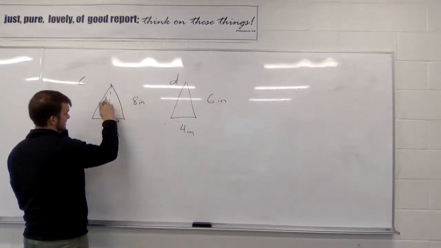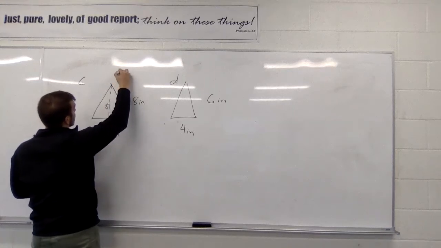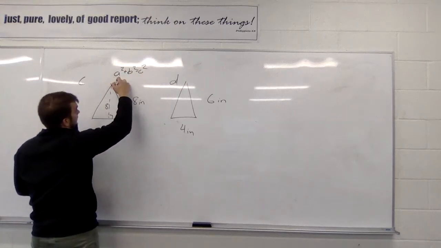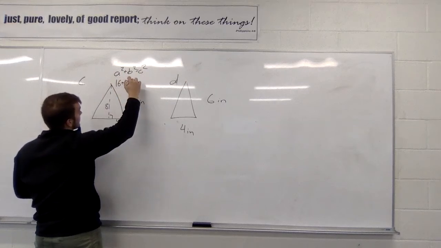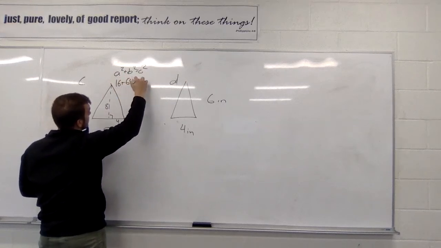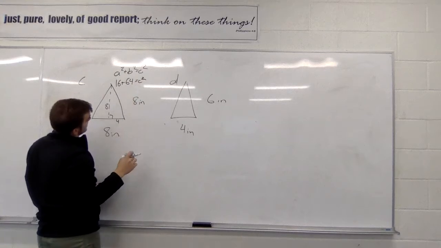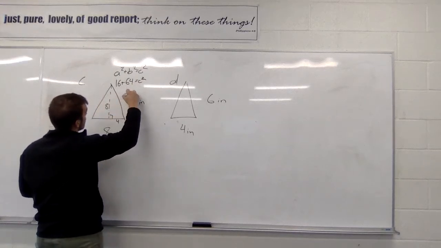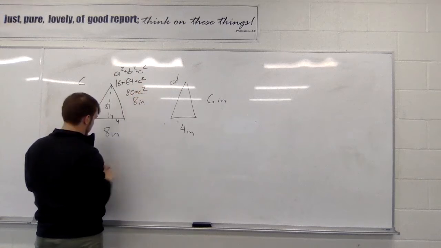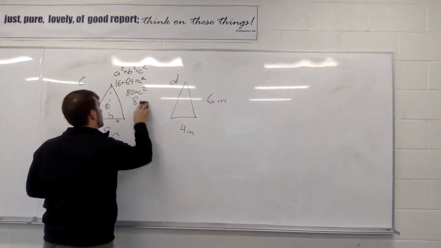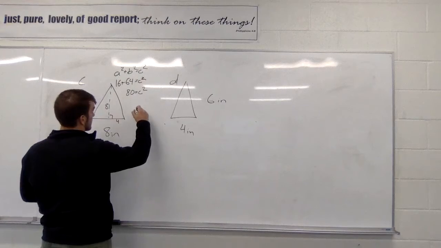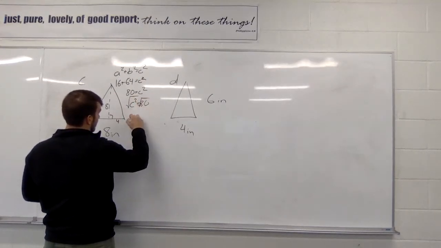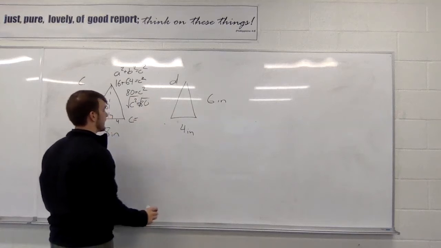You have A squared plus B squared equals C squared. Go ahead and figure that out. 4 squared is 16, plus 8 squared is 64, equals C squared. 64 plus 16, so we get 80. 80 equals C squared. Obviously, C squared equals 80, square root both sides. C is equal to what? So what is the square root of 80 simplified?